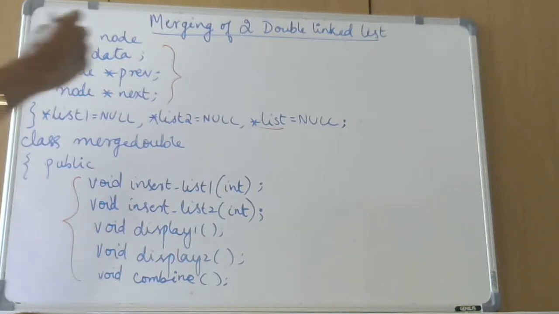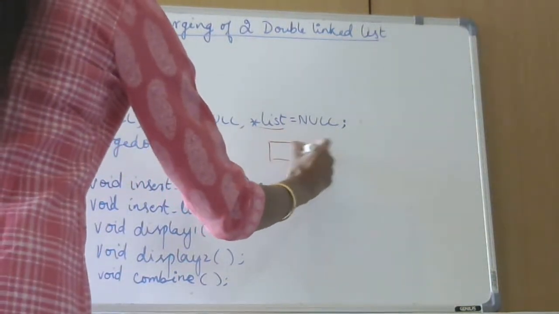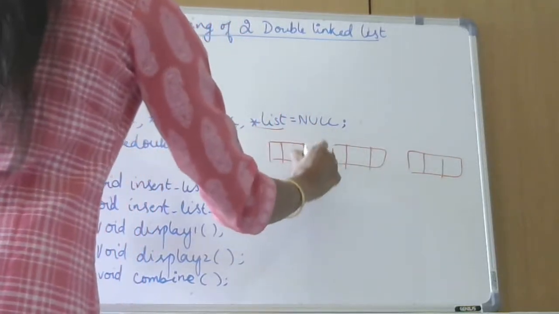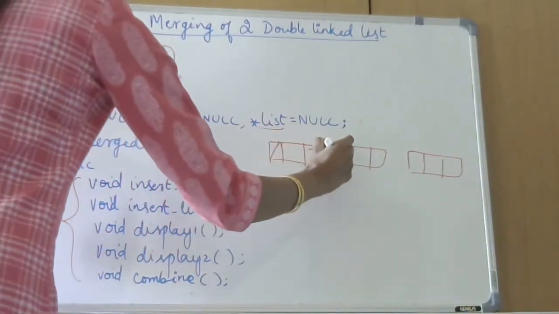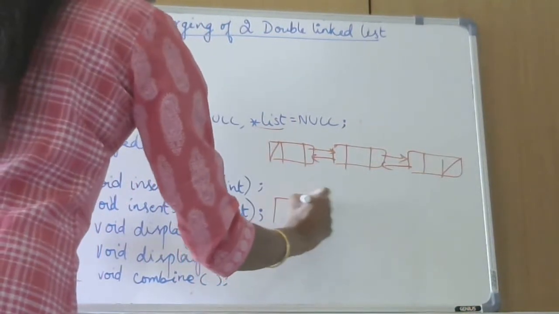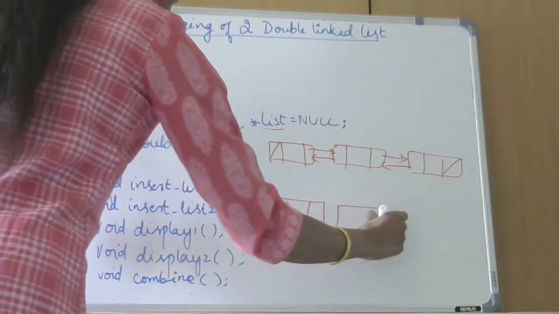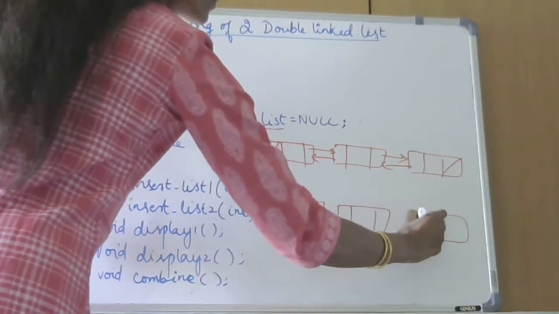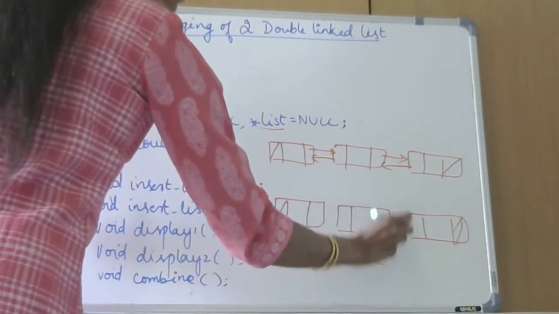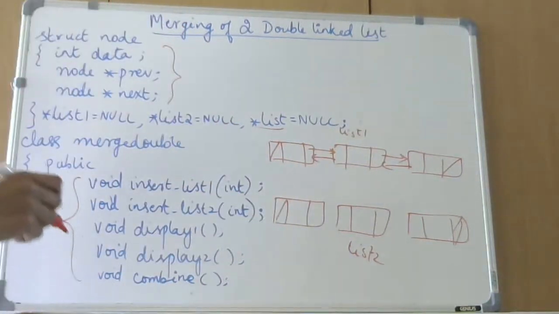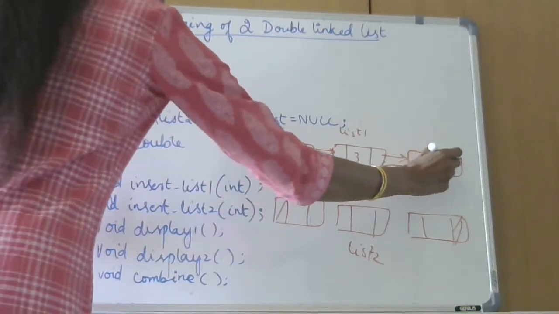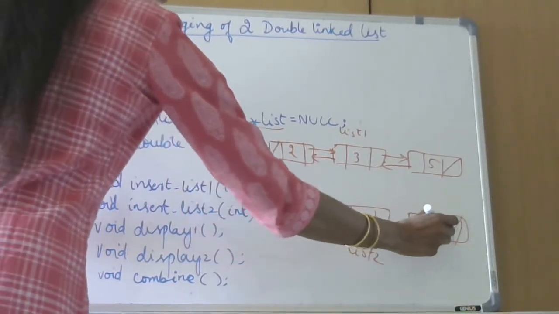Let me show you one simple example. These are my two lists. This is null, this is also null. This is my list 2, this is my list 1. Suppose we have some data here: 2, 3, 5, 8, 10, 11. These are my two lists.